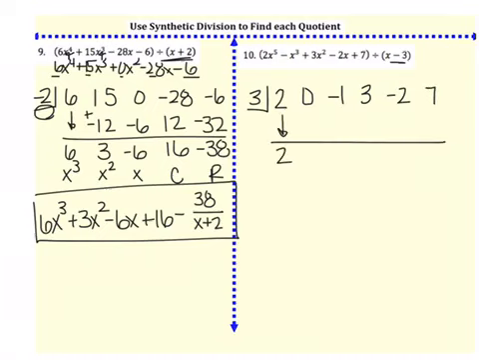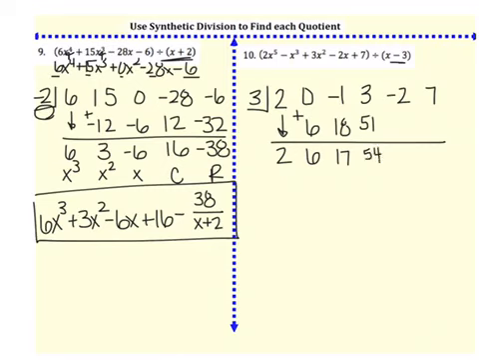Carry the 2 down, multiply the outsides to get the inside. So 3 times 2 is 6. Add straight down, I get 6. 3 times 6 is 18. Add straight down, I get 17. 3 times 17 is 51. Add straight down, I get 54.